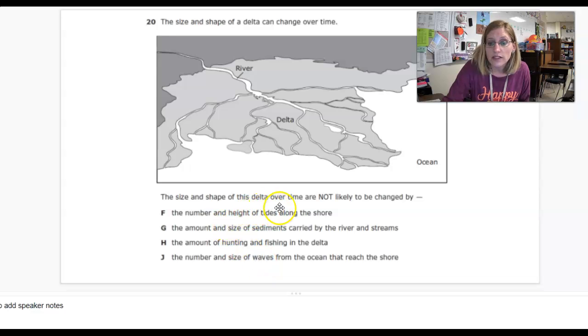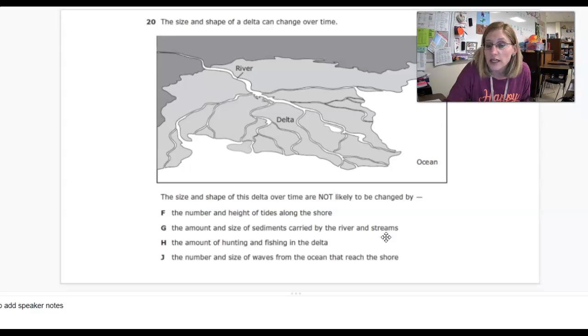The size and shape of this delta over time is not likely to change by, what is it not? Okay, so there's your key word. What is it not changing by? So F. The number and height of tides along the shore. Do you think that's how it's going to change this delta? Maybe, right? Maybe might change it. Which one's not likely to change it? Maybe. How about G? The amount and size of sediment carried by the rivers and streams.